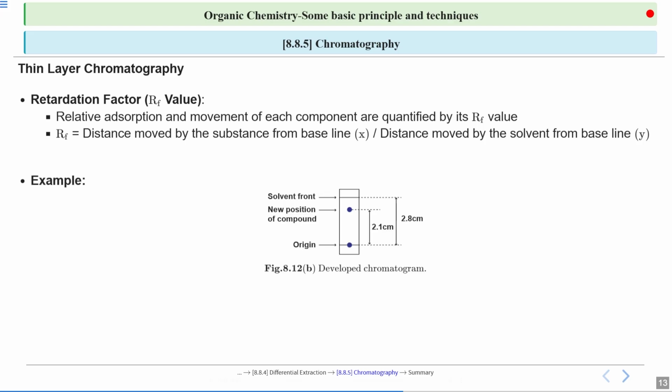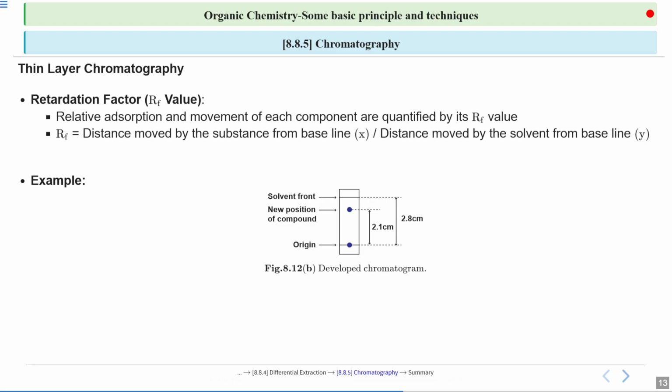So this is the type of diagram that you will get after the process is completed. You will see that your compound was originally here, but as your solvent moves upwards, it will take the compound along with it, and suppose it stops here. So this is the second stop. And the solvent is moving further. The solvent will move further and it will stop here. So these are the two things. 2.1 is the distance moved by the compound and 2.8 is the distance moved by the solvent.